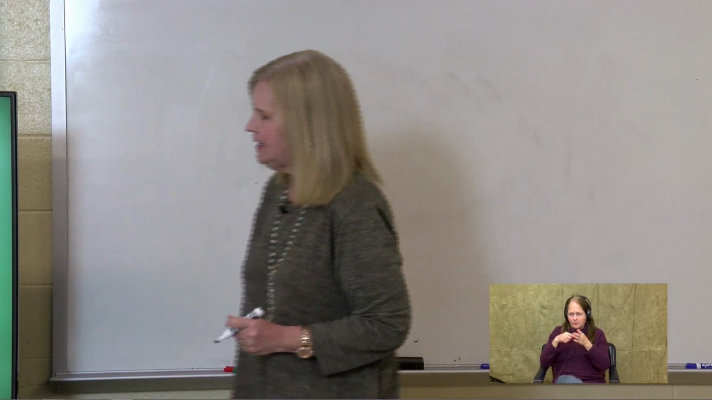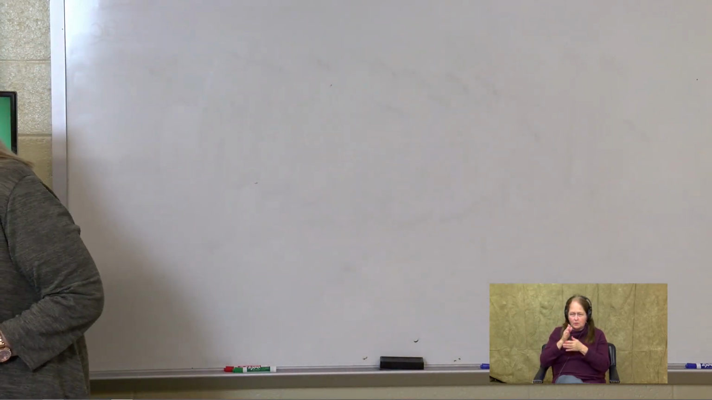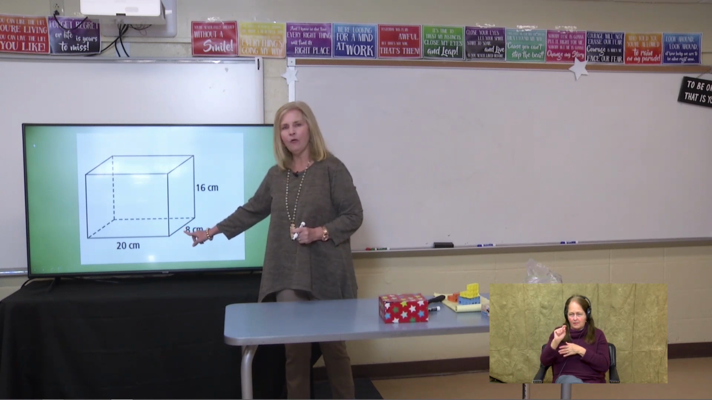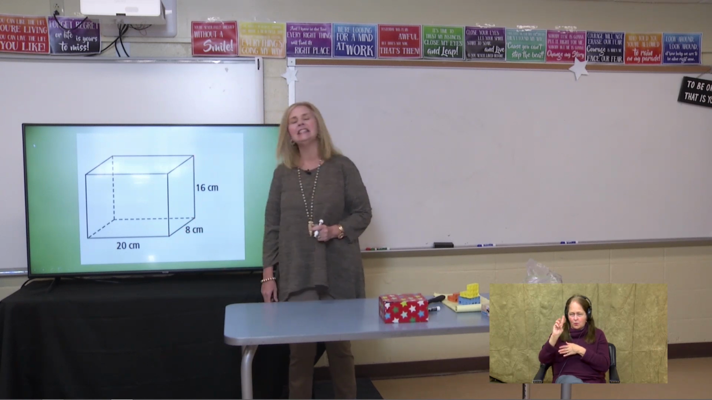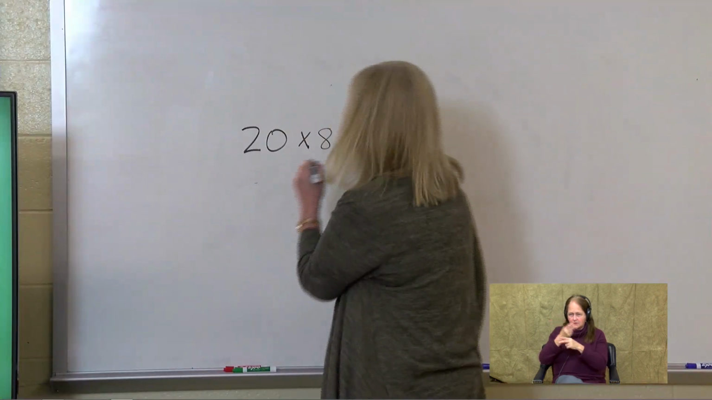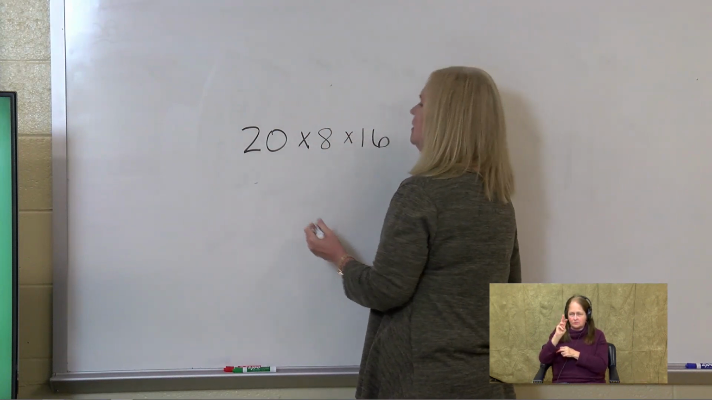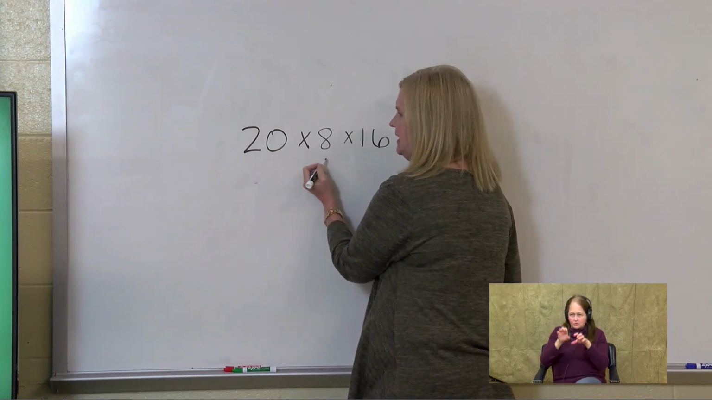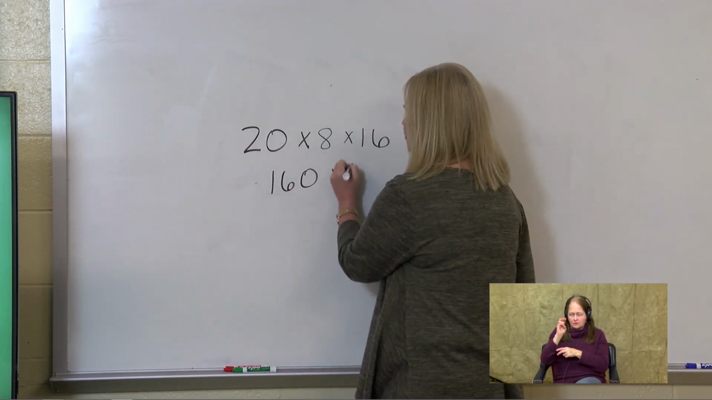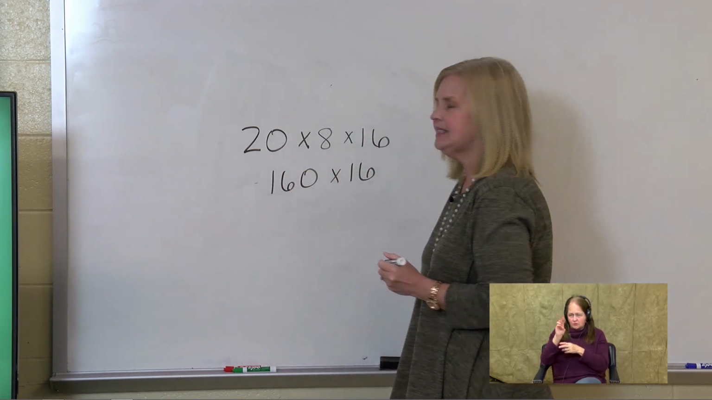So this one is 20 centimeters for the length, 8 centimeters for the width, and 16 centimeters for the height. So we've got 20 times 8 times 16. So the first thing you're going to do is 20 times 8 is 160. And then you're going to multiply 160 by 16.